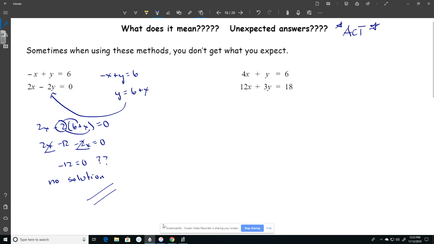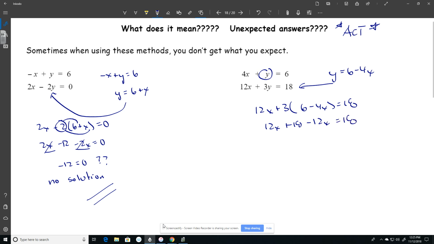Look at this second example. 4x plus y equals 6. So I'm going to solve this one for y. So y equals 6 minus 4x. And now I'm going to plug it in. So 12x plus 3 times 6 minus 4x equals 18. So 12x plus 18 minus 12x equals 18. 12x minus 12x goes away, and I'm left with 18 equals 18. Unlike this one where they weren't true, this one, 18 does equal 18. And what that means is that there are infinite solutions.